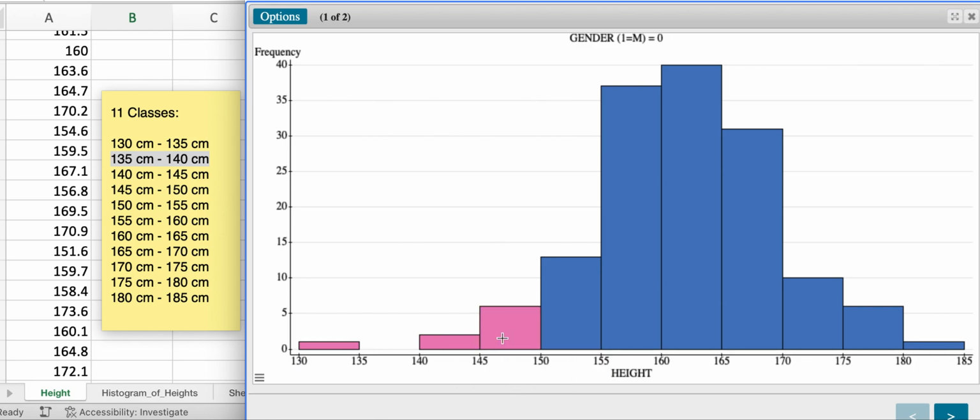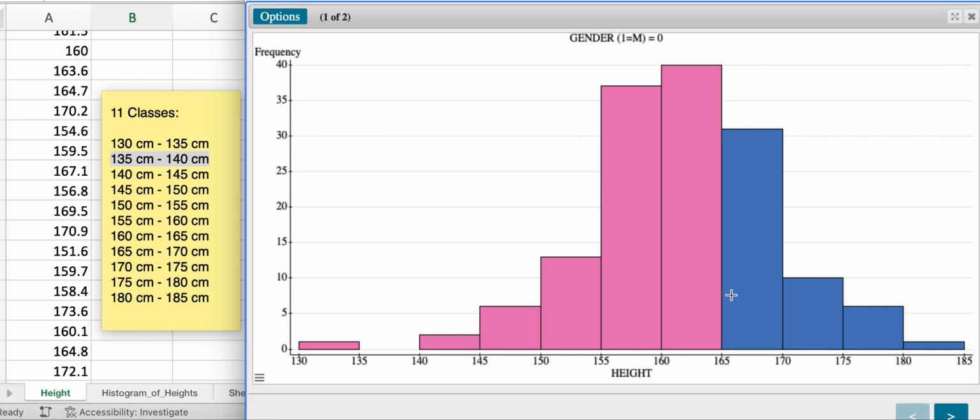Here you can see that we have 6 data values that fall between 145 and 150, so that's our third class. We move to the next class. There are 13 data values between 150 and 155 centimeters. Let's move over to the next class. The next class is heights between 155 and 160, and you can see that there are 37 data values in that class. And then we keep going.